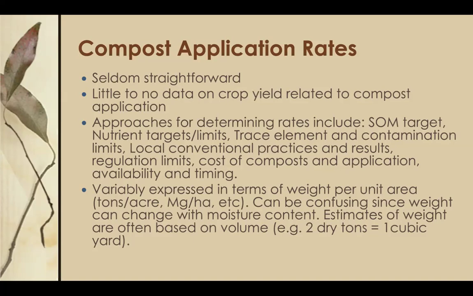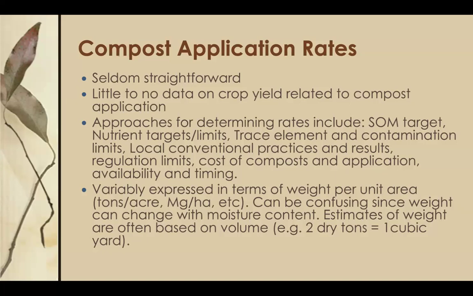And then there's some confusion sometimes with transferring it from weight to area. So we've got tons per acre, megagrams per hectare, but then we've also got yards. And so you might say, I've got such and such yards of compost. How do I translate that to tons? When the weight's going to change based on your moisture content.